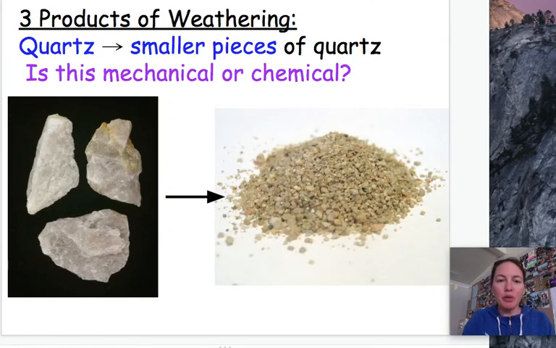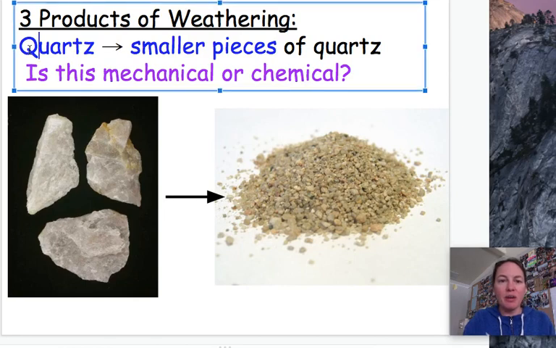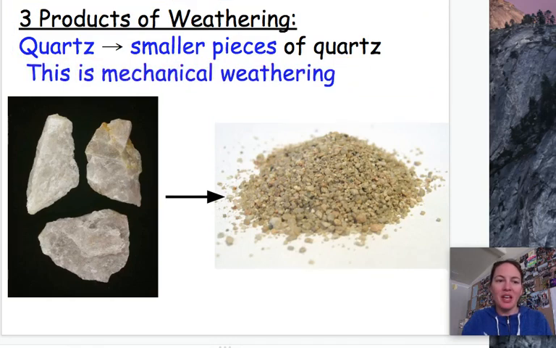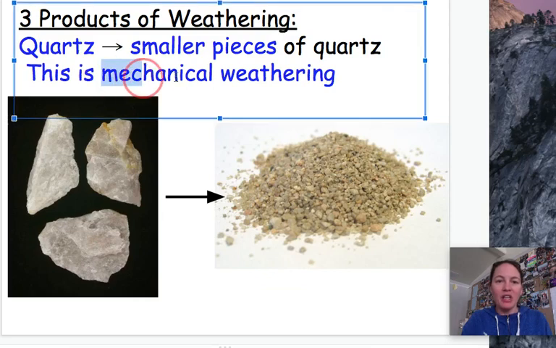Now there's two products of weathering that you're going to see, especially when you do your lab. Three products. The first one is quartz, and quartz is really hard. It doesn't react chemically, but it can be broken into smaller pieces of quartz if enough force hits on it. So think about this. When we break something into smaller pieces, is this mechanical or is this chemical? Pause the video if you need to. It's mechanical weathering. So this is going to be mechanical weathering.